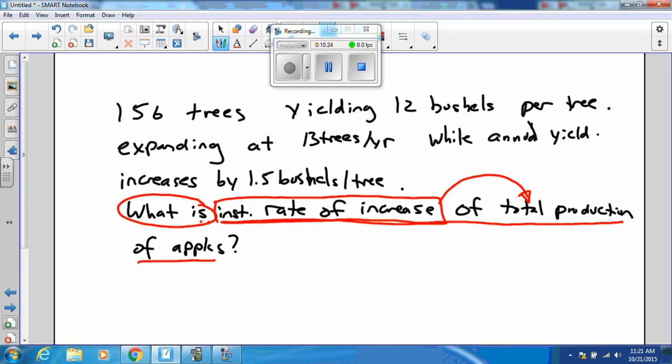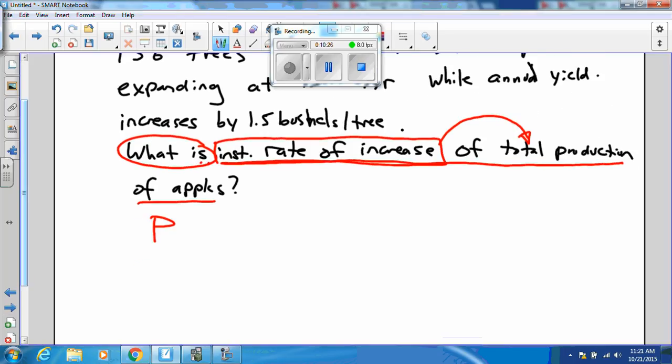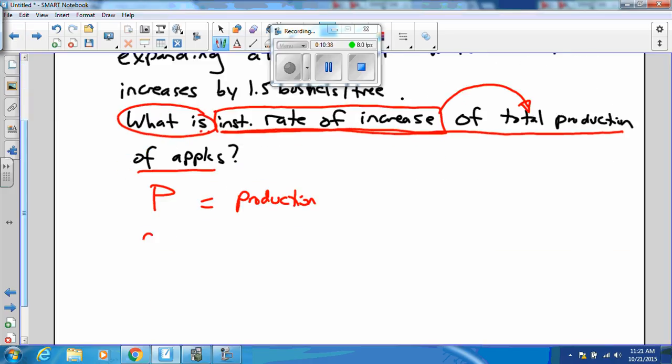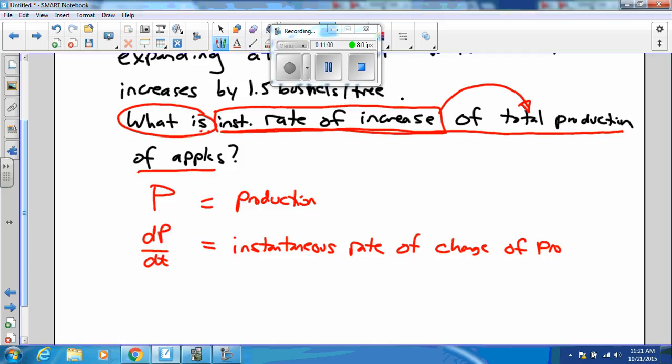So what we're going to do is let P, or some other suitable variable, be the production in bushels per year. And we're going to be looking then for dP/dt, which is the instantaneous rate of change of that production. This is the first time, but not the last time, that we are going to translate a derivative as an instantaneous rate of change.